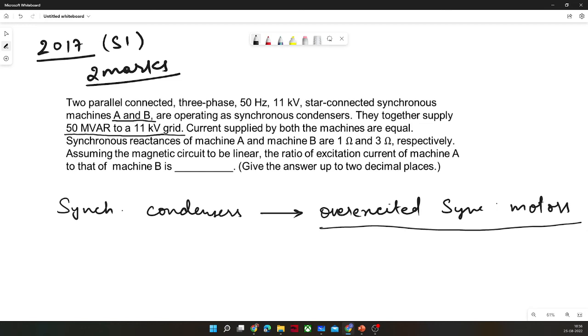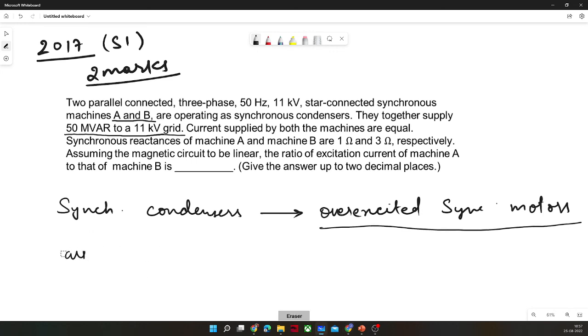Take overexcited synchronous. No, I just searched on Google and it is saying an overexcited synchronous motor draws leading current. Means just the opposite. You are also correct, but just the opposite. I told you there is some confusion. If it supplies lagging power, it can absorb leading power. So you might be remembering from that terminology. So there are two terminologies, just what I explained here.